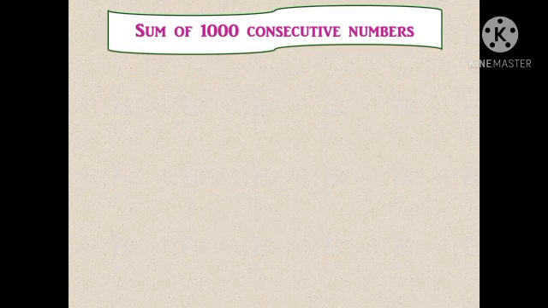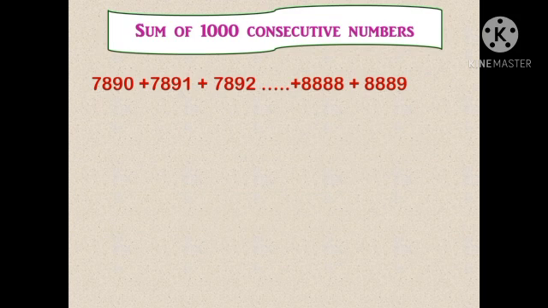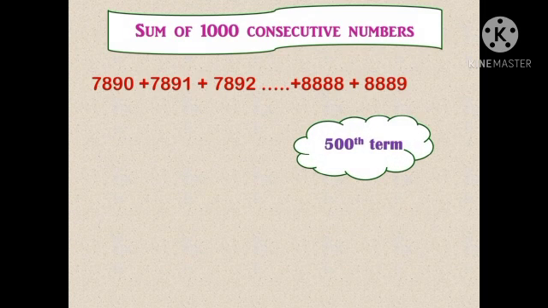So let us solve another problem of this type. Here is one question. We have to add 7890, 7891 up to 8889. That is, we have 1000 consecutive numbers and we are going to add them. If we apply the trick, we are supposed to find the 500th term in this series. In this series, it's not quite easy to find the 500th term, but we can easily find it by adding 499 to the first term. If we add 499 to the first term, we will get the 500th term.